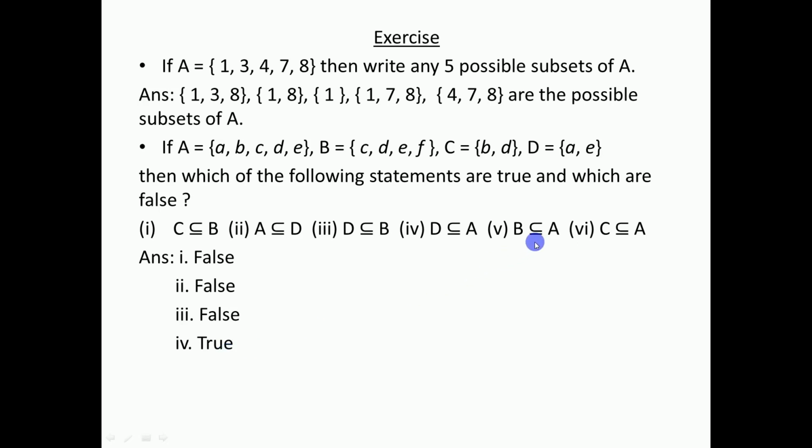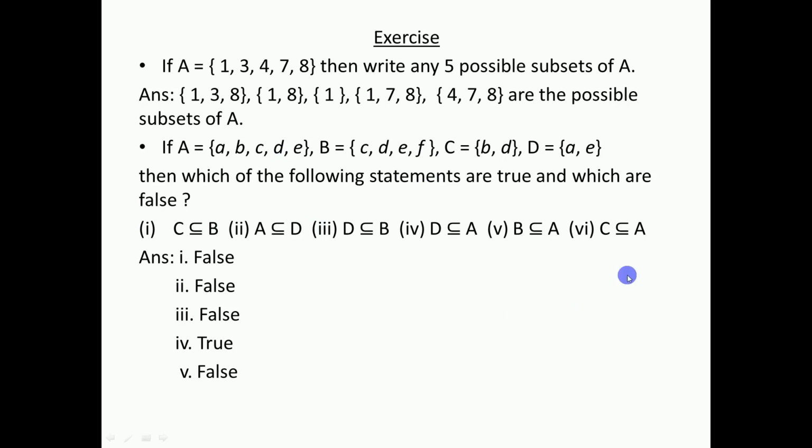Now the fifth one is B subset A. That means all the elements of B are present in A. So let us check. B has the elements C, D, E, F. Are C, D, E, F present in set A? I think no, because C, D, E are present in set A, but F is not present in set A. So the fifth statement also goes false.